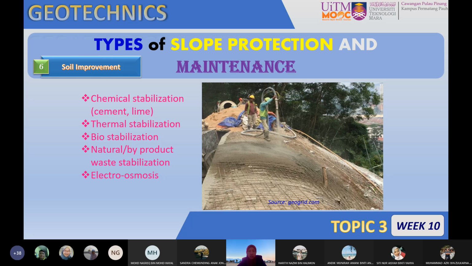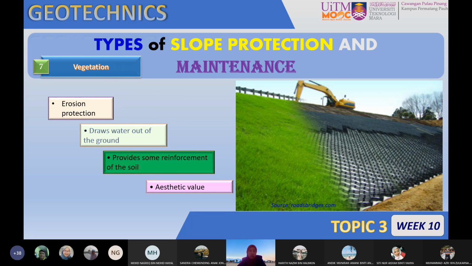As you see here, there's a process where we apply lime or cement on top of the slope face. While we spray the concrete and lime, one purpose is to increase the strength of the soil, and then we try to prevent the soil from movement or retain it, and prevent infiltration, water seeping in. And then the last part of slope protection and maintenance is by using vegetation.